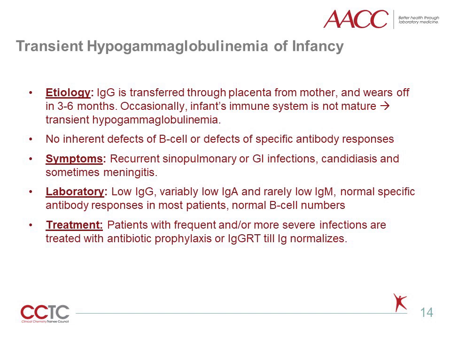The symptoms include recurrent sinopulmonary infections, GI infections, candidiasis, and sometimes meningitis. To diagnose, we should see low IgG, IgA, and IgM levels, normal specific antibody responses in most patients, and normal B cell numbers. Patients with frequent and/or more severe infections are treated with prophylactic antibiotics or immunoglobulin replacement therapy until their own immunoglobulins normalize.